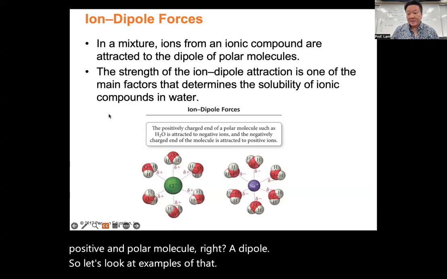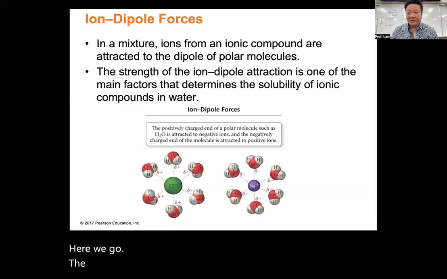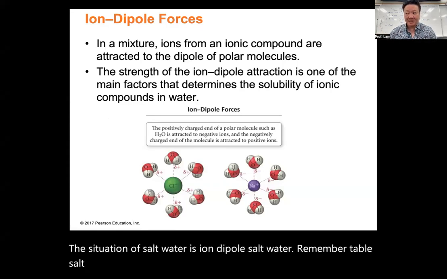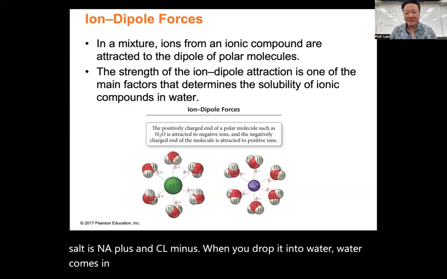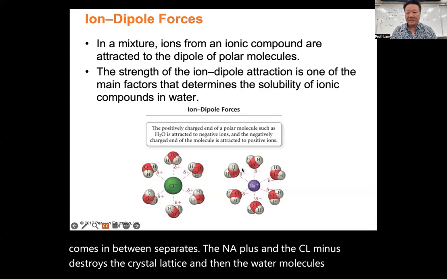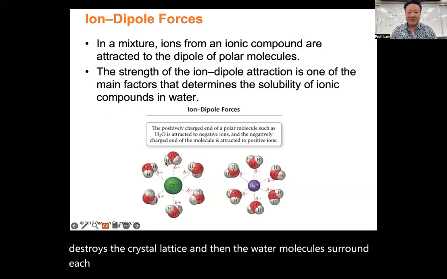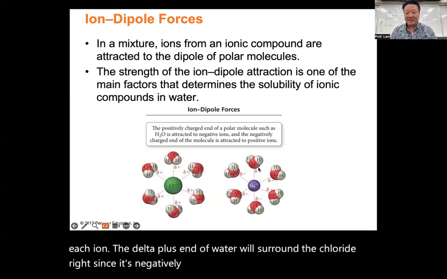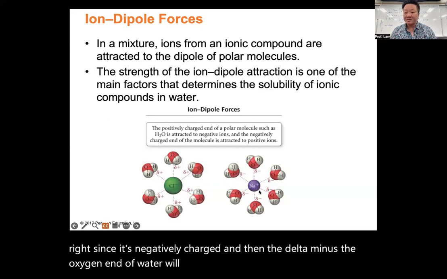So let's look at examples of that. Here we go. The situation of salt water is ion dipole. Remember, table salt is Na plus and Cl minus. When you drop it into water, water comes in between, separates the Na plus and the Cl minus, destroys the crystal lattice, and then the water molecules surround each ion. The delta plus end of water will surround the chloride, right? Since it's negatively charged. And then the delta minus, the oxygen end of water, will surround the sodium plus, right?